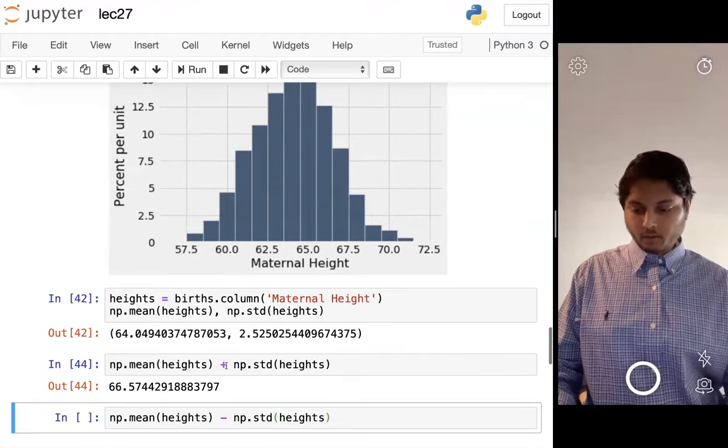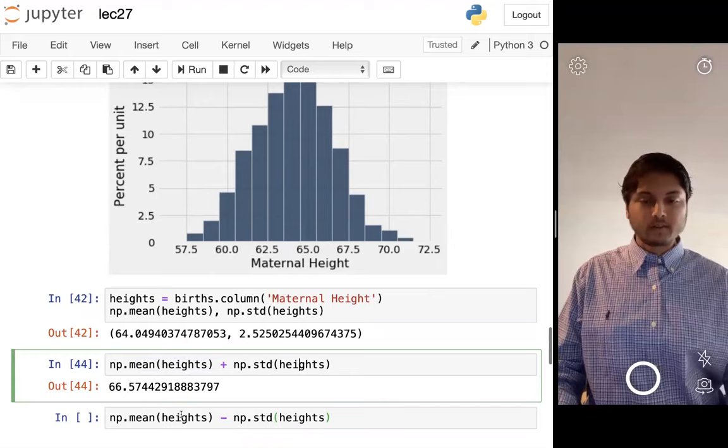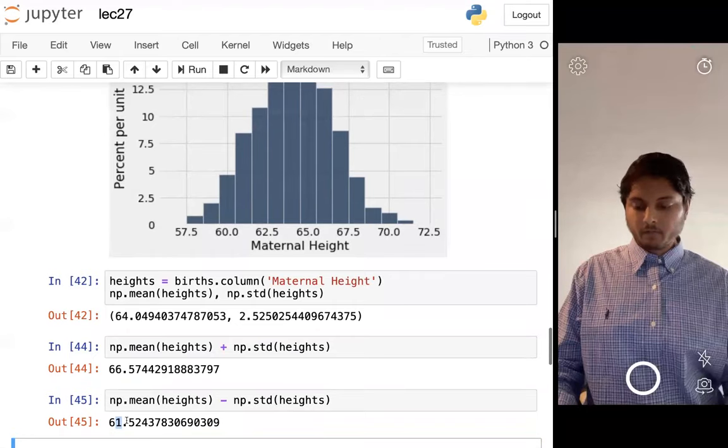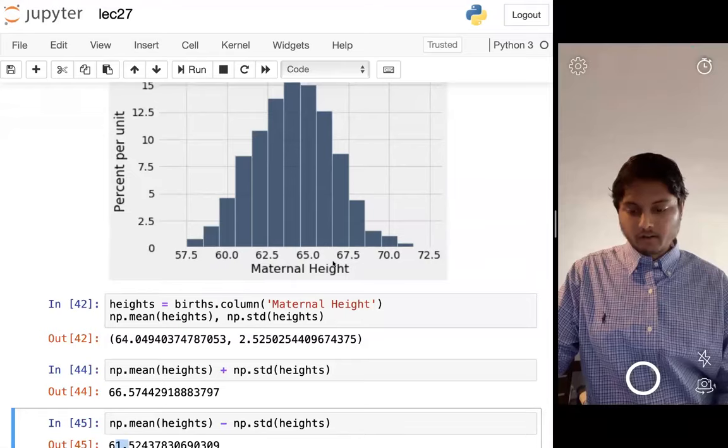So this is one standard deviation above the average. I'm just taking the average, adding one standard deviation, that's 66.5. And then one standard deviation below the average, that's 61.5. So if you go to this graph here, 66.5 we talked about is somewhere over here, and then 61.5 is probably somewhere over here.